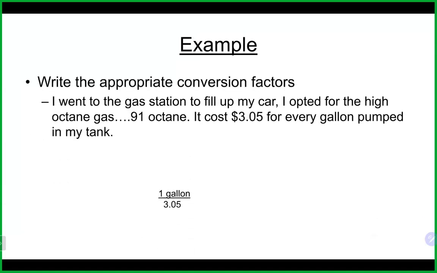Obviously here, if we bought some gas for $3.05 for 91, what a deal. It wasn't much of a deal when I originally made this slide years ago, but 1 gallon gets you $3.05, and $3.05 will get you 1 gallon of gas.